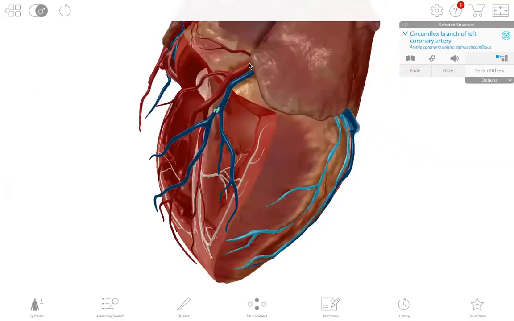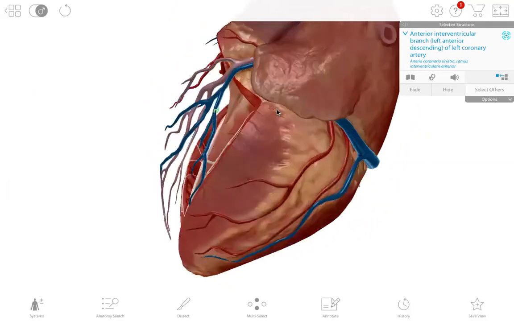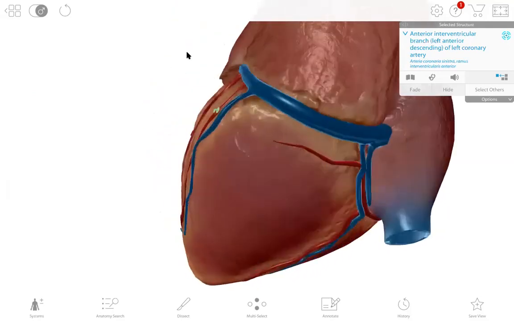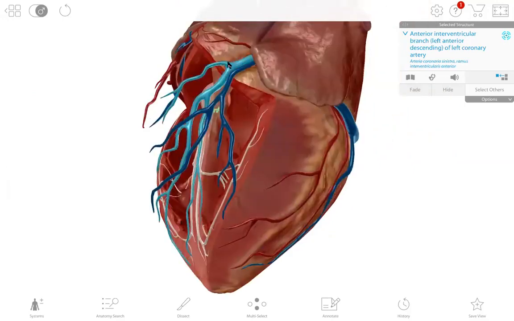So the left coronary will give the anterior interventricular. The continuation of it is called the circumflex branch of the left coronary artery, and it keeps the name circumflex branch and runs in the atrioventricular groove until it anastomoses with the right coronary artery. Good.